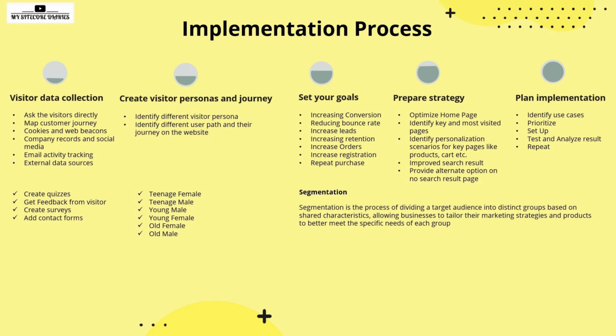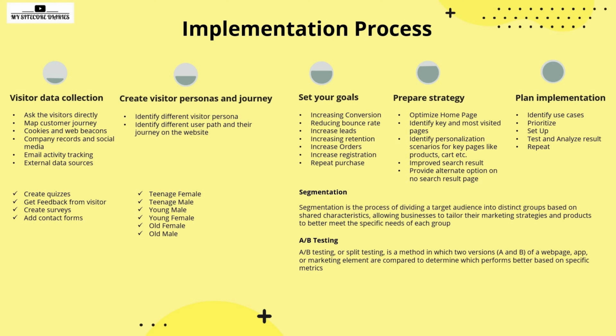A/B testing. A/B testing or split testing is a method in which two versions, A and B, of a web page, app or marketing element are compared to determine which performs better based on a specific metric. So you have a website on which you have the hero banner. You have two versions of hero banners, and you are not sure which version will give you more conversion. That time you will do A/B testing, where you will randomly display two different versions of the banners, A and B, and then you can select which gives the better result for the future. So that is called A/B testing.